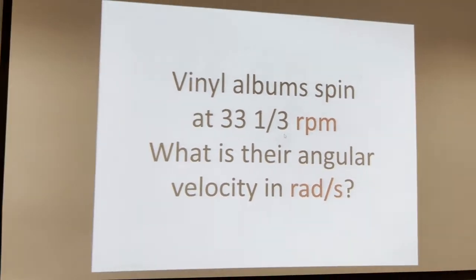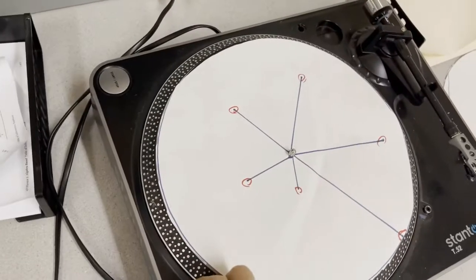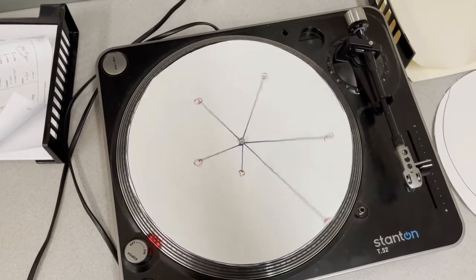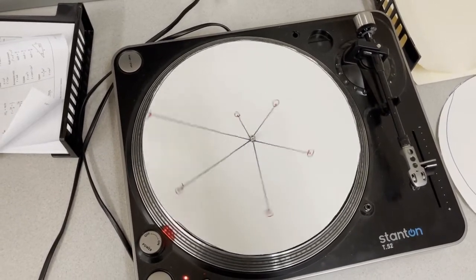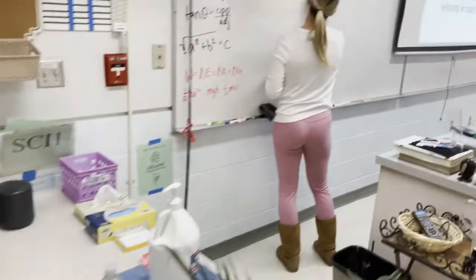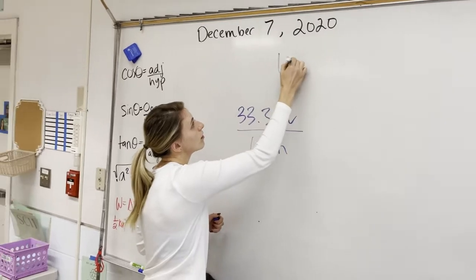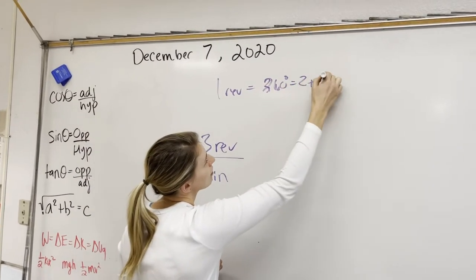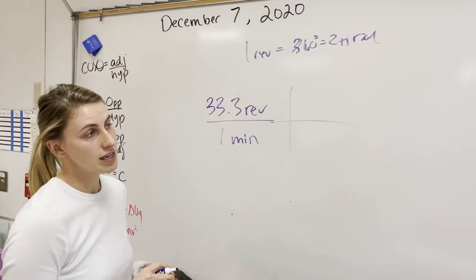Vinyl albums spin at 33.3 RPMs. What is their angular velocity in radians per second? Here's 33.3 revolutions per minute. Ready, get set, go. One revolution equals 360 degrees, or 2 pi radians. Okay, so we want to find their angular velocity in radians per second.